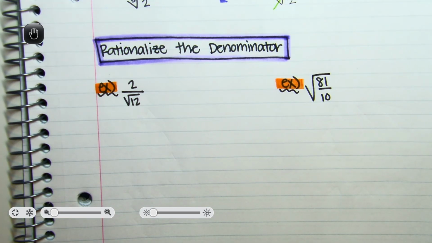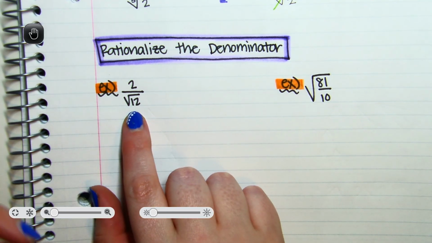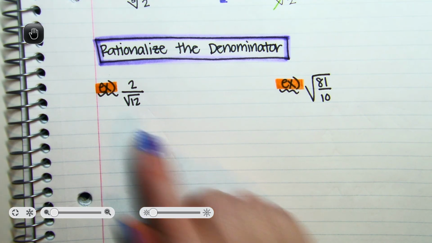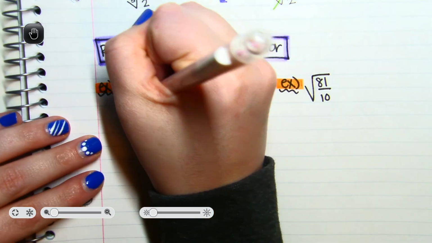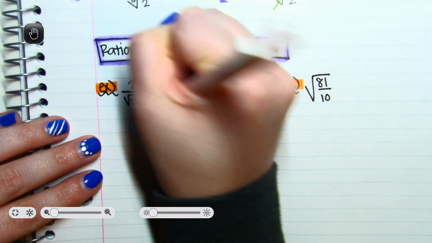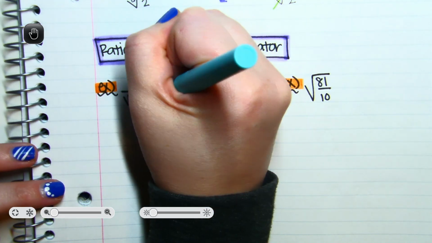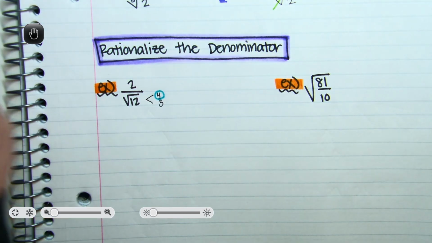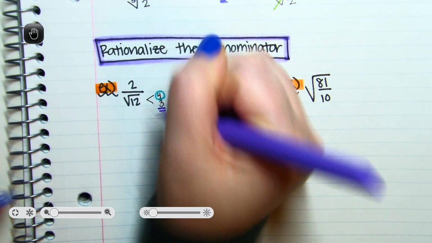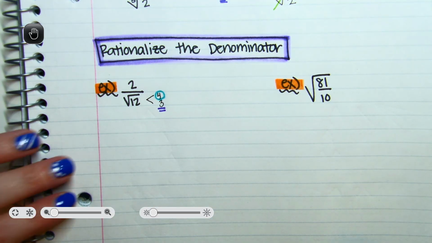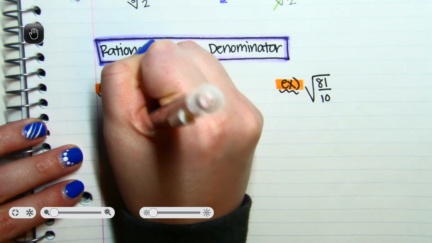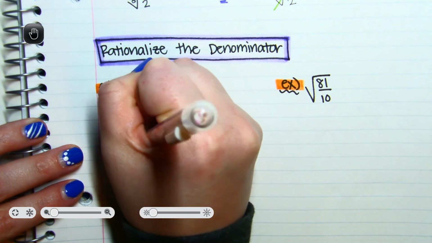All right, last 2 examples. We're going to practice rationalizing the denominator a little bit. First example, square root of 12. Is there anything that we can still pull out of the radical? You should have said yes. 12, I can break that down as 4 and 3. 4 is a perfect square. 3 is left over. So I can rewrite this as 2 divided by 2 radical 3.